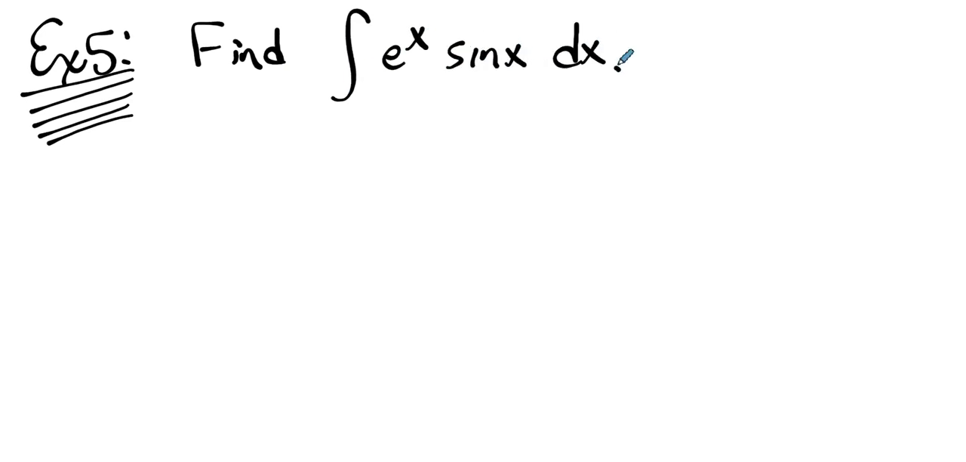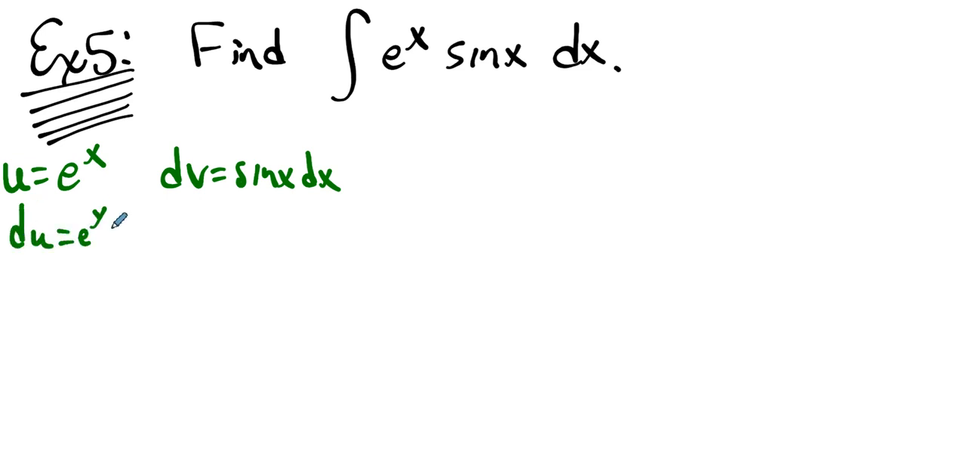So what happens with that? This has easy derivatives and easy antiderivatives. So how do we go at it? Well, we just pick. I'm going to pick e to the x to be u, and I'm going to pick sine x dx to be dv, and we're just going to pick a horse and ride and see what happens.